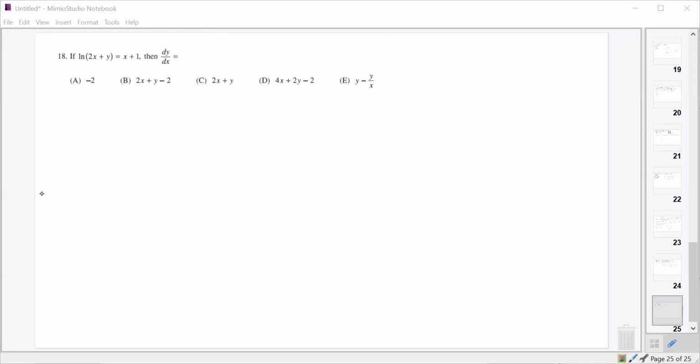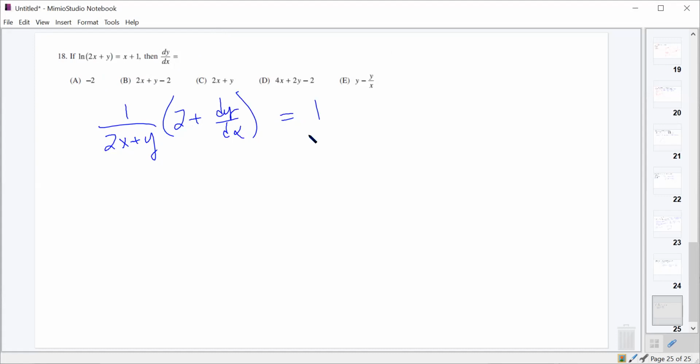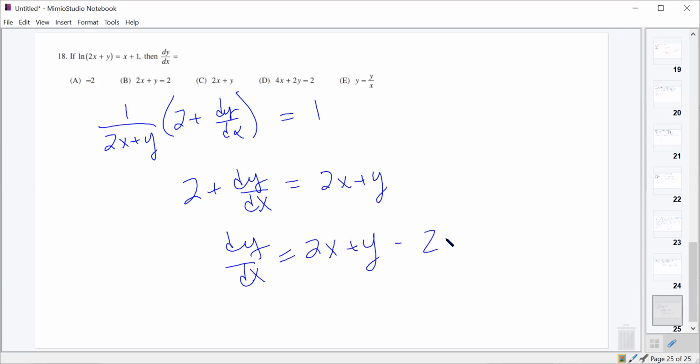So we've got the natural log of 2x plus y equals x plus 1, and we're looking for dy/dx. We'll take the derivative of both sides with respect to x, and since we've got both x and y on this side, we'll have to do it implicitly. So 1 over 2x plus y, that's 1 over u, times the derivative of u, which is 2 plus dy/dx, and then equals 1 on this side as our derivative of x plus 1. Then we're going to clear off this 2x plus y, and we'll get 2 plus dy/dx is equal to 2x plus y when I multiply that to the other side. And then we will subtract 2: 2x plus y minus 2.